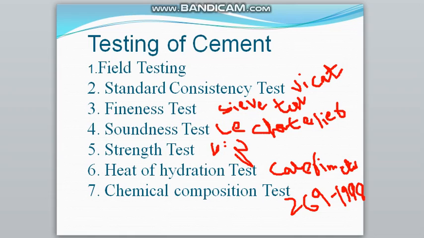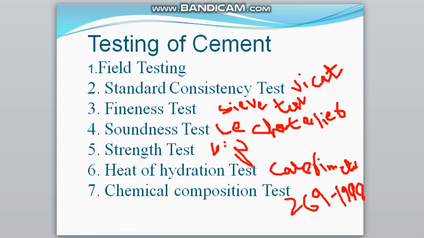So these are the major laboratory tests. First one is the standard consistency test, which uses the Vicat apparatus. Fineness test is performed by two tests, one is the sieve test and the other is the Lea's air permeability test. Soundness test is performed by the Le Chatelier apparatus, and the strength test by a combination of cement and sand, mortar in 1 is to 3 ratio, using 6 briquettes. Heat of hydration test by using the calorimeter, and then chemical composition by using Indian Standard 269:1998.